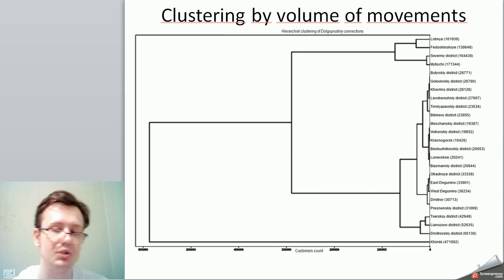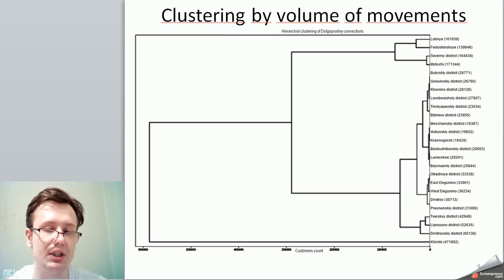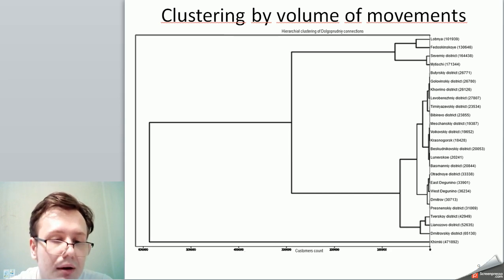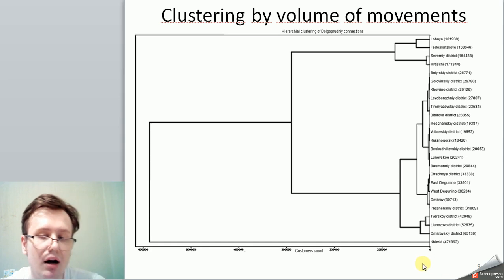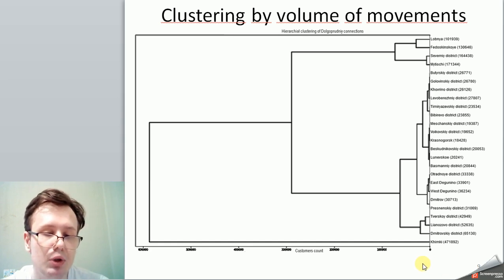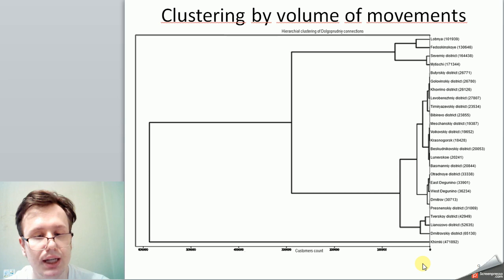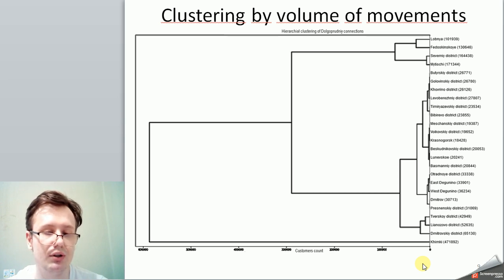We build dendrograms of Dolgoprudny's connections with other territorial units. On this dendrogram of the total traffic flow, we can see a cluster containing Khimki. It is here. Residents of Dolgoprudny work there, have summer cottages, and also go there to the shopping center. In addition, the territorial units are neighboring.